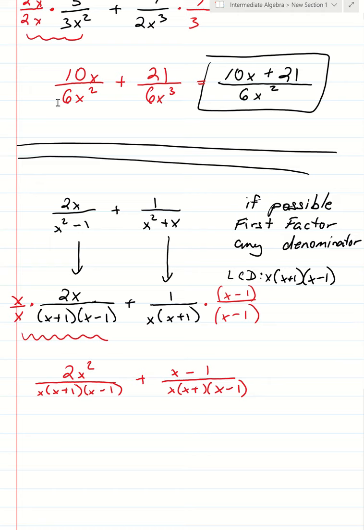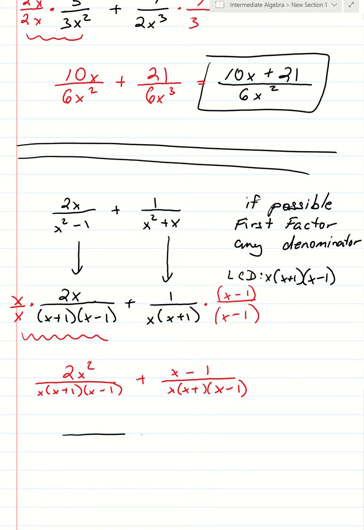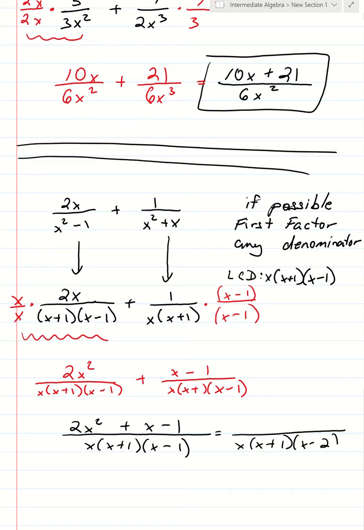Once they have the common denominator, now we proceed like we did in the previous problems, in that we are going to now keep the denominator of x times x plus 1 times x minus 1. I take my first numerator of 2x squared, and I add to it the second numerator of x minus 1. Of course, though, we never stop here. We always ask ourselves, can we simplify this answer? And the answer is, of course, yes, because we have an x plus 1 and an x minus 1 in the denominator.